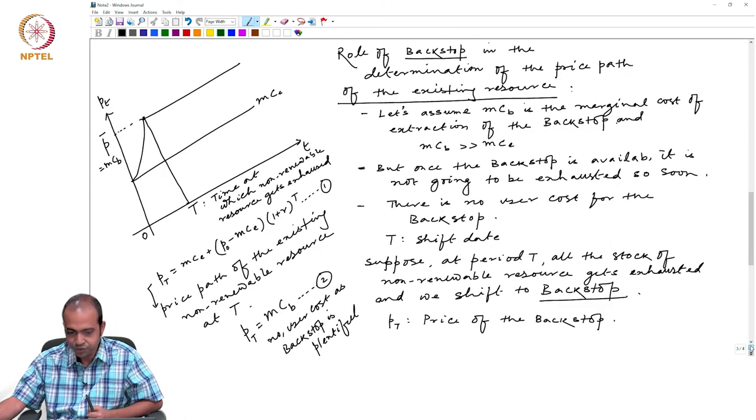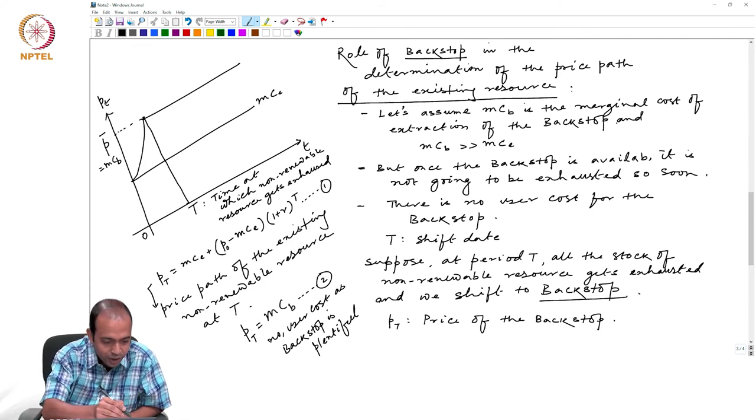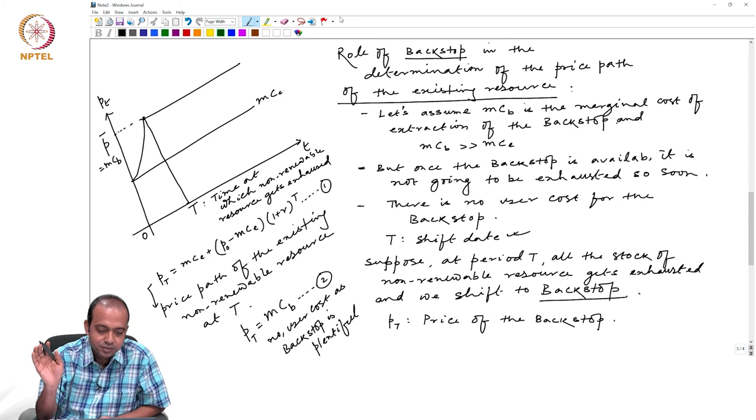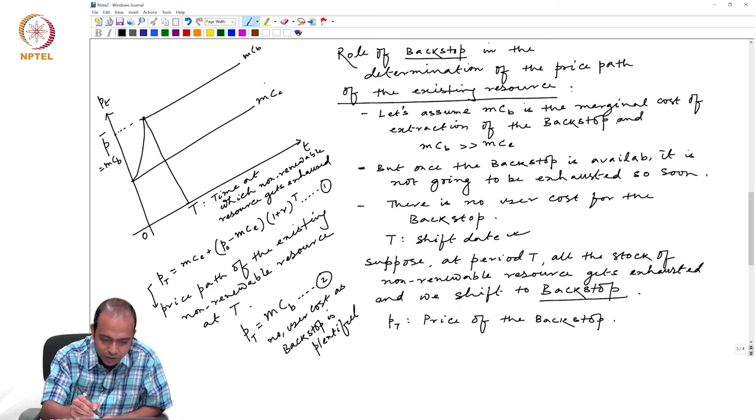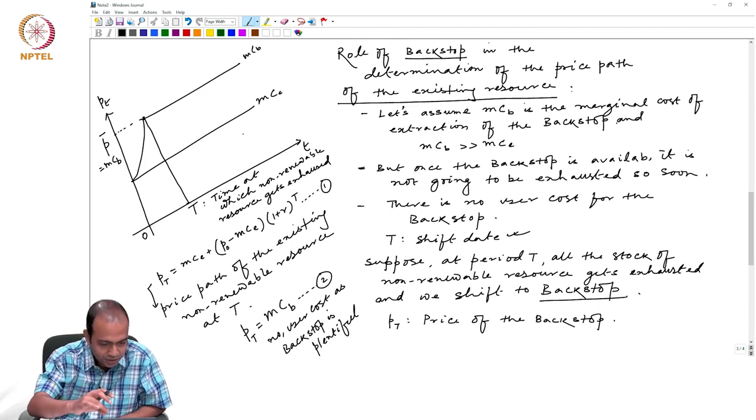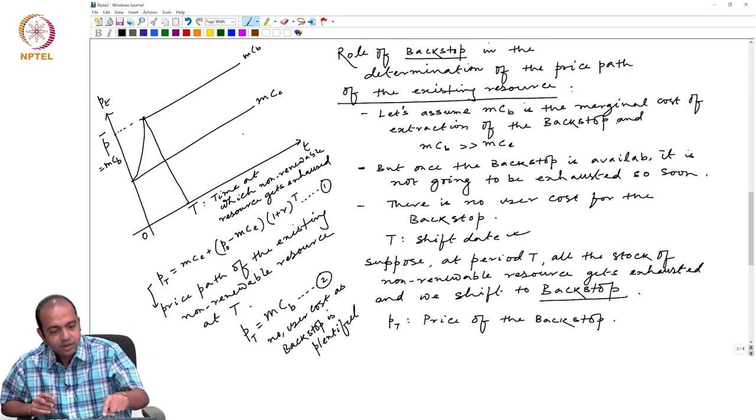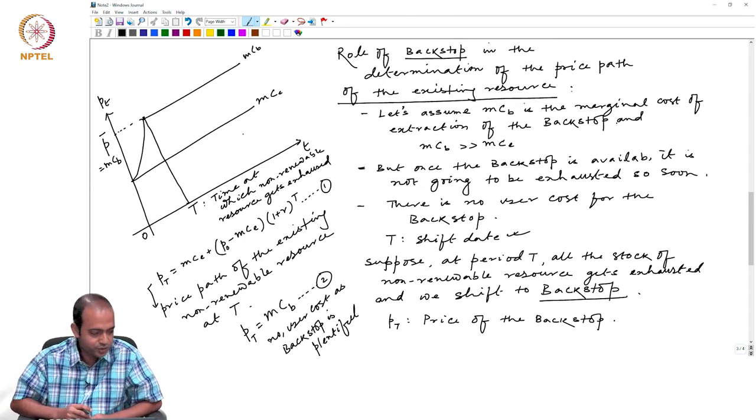And the diagram, I will just explain once again. In the x axis, we are measuring time, in the y axis, price. So, initially from 0 to t, you can understand the price is increasing at an increasing rate. This is the price of the existing resource. Now, once the resource gets exhausted at time period t, which is called ship date, the backstop is available, and then the price becomes flat. So, we can say that MCB is quite higher than MCE, because there is a huge difference between MCB and MCE, right? That is the assumption, that the marginal cost of extraction for the backstop is quite high, but once it is available, it is not going to be exhausted so soon.